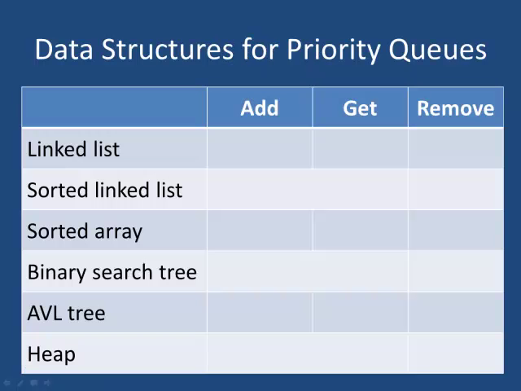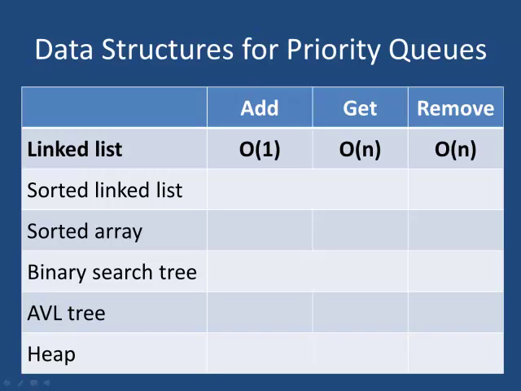Now it's time to think about how to implement a priority queue. We are familiar with many data structures that could be applied, including linked lists, sorted linked lists, sorted arrays, binary search trees, and AVL trees. I've included the heap in this list, which you will learn about in the next video clip. Let's look at the time complexity of each operation of the priority queue if we use the corresponding data structure. As we usually do, the complexity is measured in the number of elements in the priority queue.